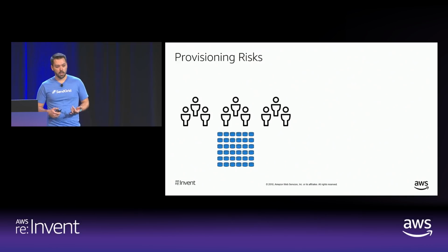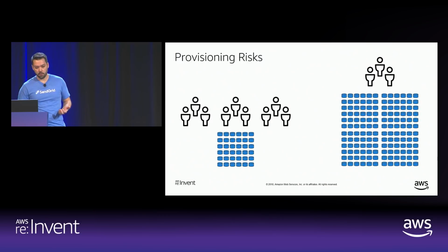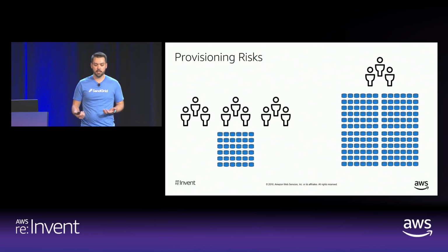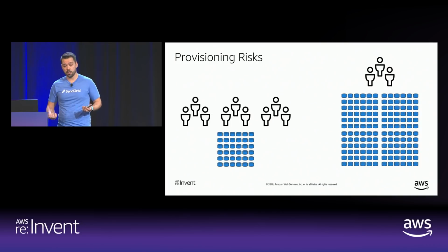Query times would be slow. We would probably have delays in ingesting data. So that was a risk for us. And on the flip side, of course, if we over-provisioned, well, then we're footing the bill for all this hardware that's not being used and it's just sitting there idle. So that was a risk for us as well.